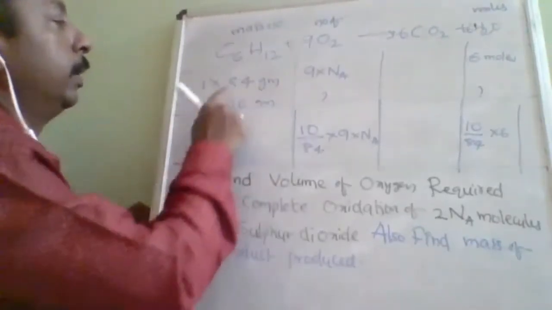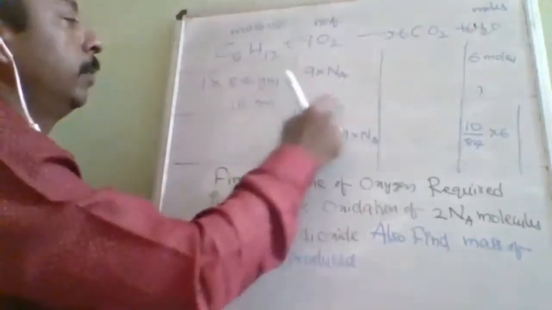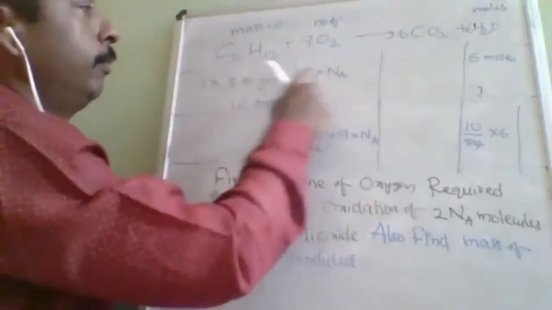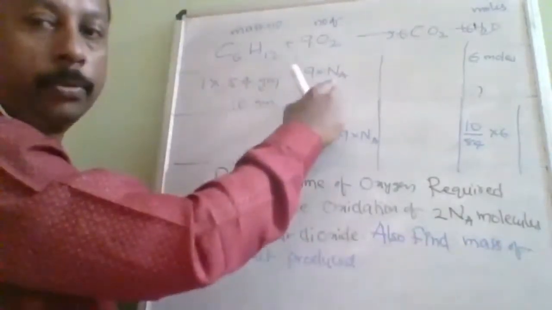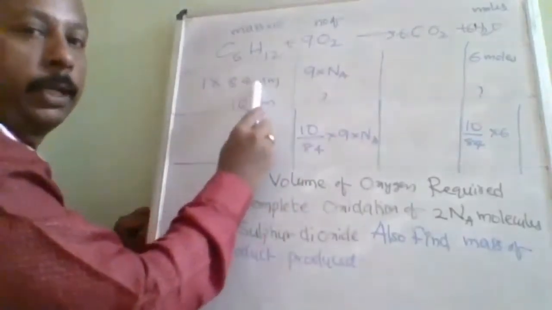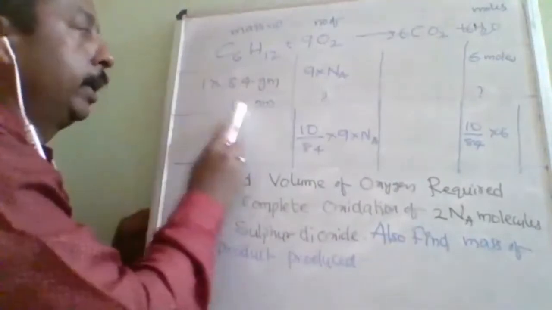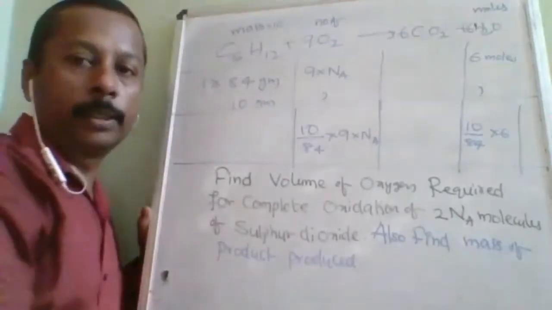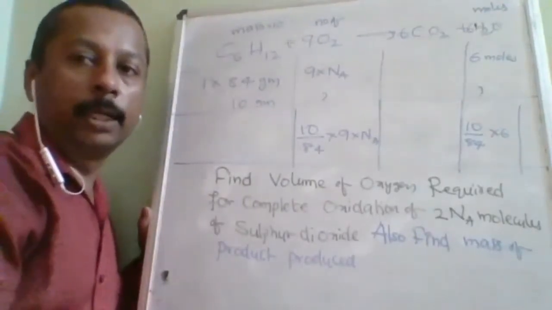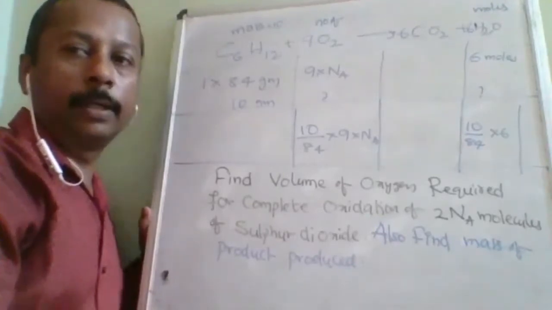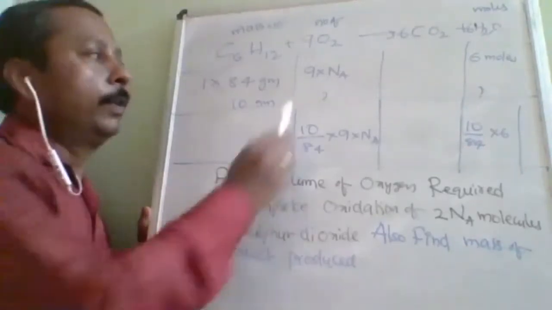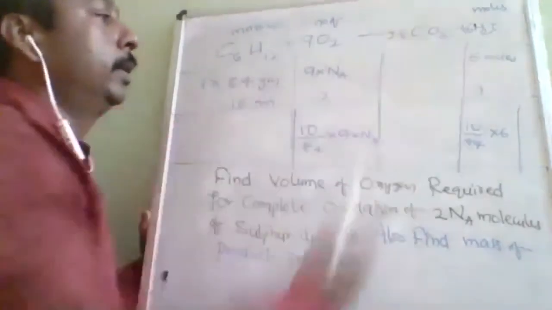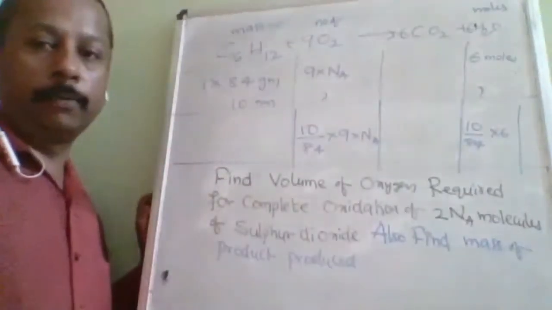In this unitary method, if 84 grams is this one, then 10 grams equals 10 into 9 into Na divided by 84. 84 grams requires 9 into Avogadro number, then how much does 10 gram require? Obviously, the mass is less, so the requirement will also be less. For this purpose that multiplication is done. Everywhere this is standard, multiplied with this number 10 by 84.